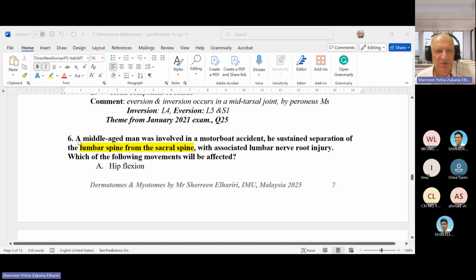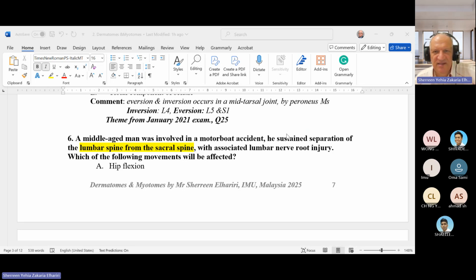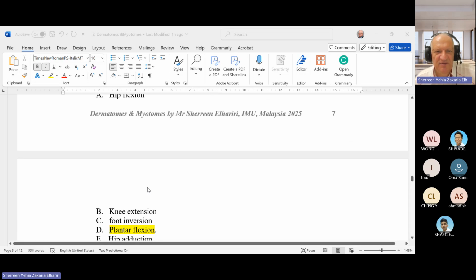We can find some question like this. A middle-aged man involved in a motor boat accident sustained separation of the lumbar spine from the sacral, associated with lumbar nerve root injury. Which of the following movements is to be affected? Of course, separation of lumbar from sacral means L5-S1. So we're looking for something of L5.